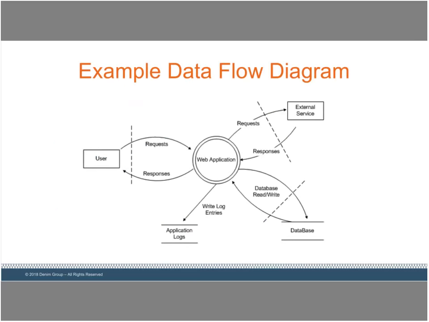So we see an example data flow diagram here. We've got a web application in the middle. Again, that's a complex process. We may, in another data flow diagram, want to break that up further. But what we see is we've got a user outside the system sending requests, getting responses across this trust boundary.